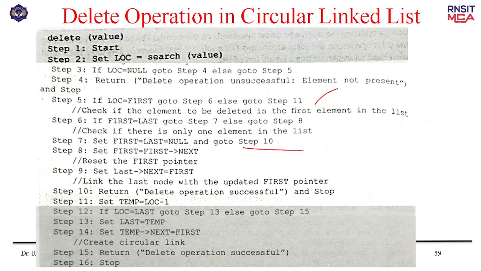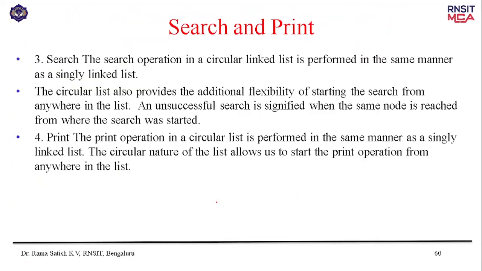If there are multiple elements and you want to delete the last element, what you have to do is move the temporary's next to first, and then remove that element. If you want to remove an in-between element, the temporary element has to move to the previous of the element, and it has to delete. So all these things they have explained in the steps. Same thing I'm just telling.